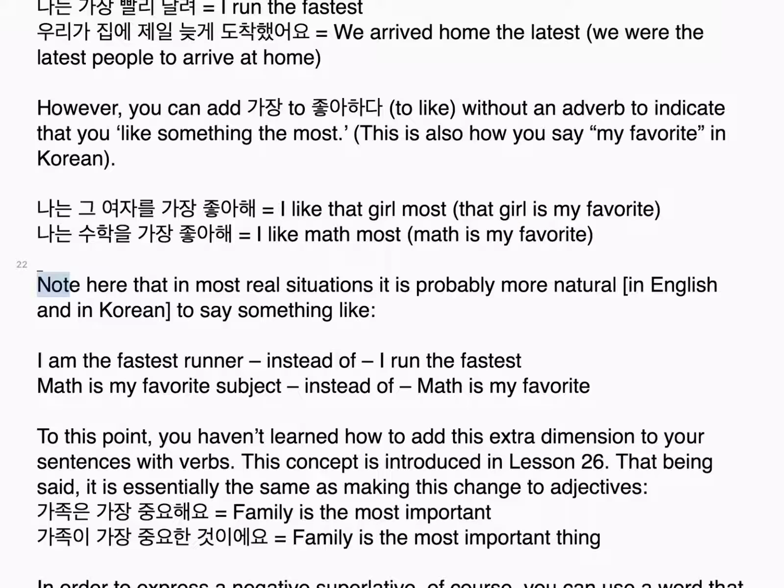Math is my favorite. Note here that in most real situations it is probably more natural, in English and in Korean, to say something like, I am the fastest runner, instead of, I run the fastest. Math is my favorite subject, instead of, math is my favorite. To this point, you haven't learned how to add this extra dimension to your sentences with verbs. This concept is introduced in Lesson 26. That being said, it is essentially the same as making this change to adjectives. 가족은 가장 중요해요. Family is the most important. 가족이 가장 중요한 것이에요. Family is the most important thing.